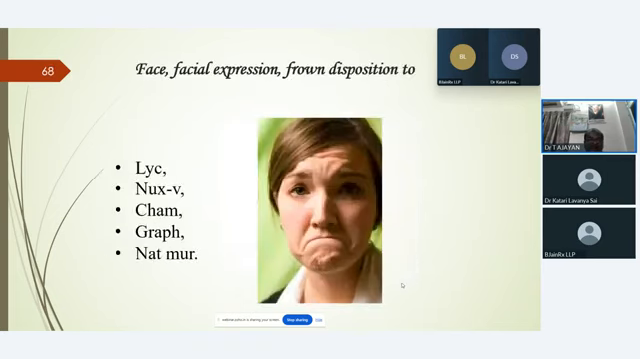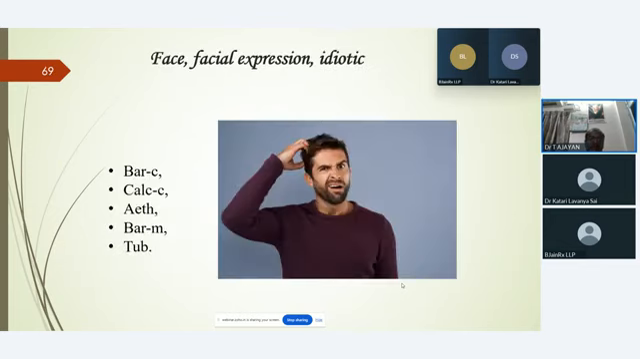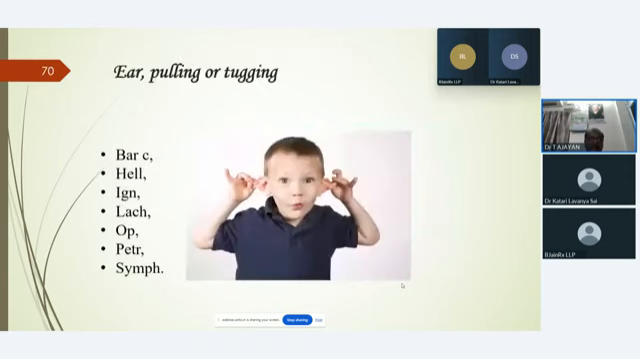Then look here at the face of this lady, the facial expression, frowning disposition. Look at the frontal area, the forehead, always frowning: Lycopodium, Nux vomica, Chamomilla, Graphites, and Natrum muriaticum. The face of this young man, facial expression idiotic: Baryta carb, Calcarea carb, Baryta muriatica, Tuberculinum, always pulling or tugging. The child is always like this in presentation. The few drugs are Baryta carb, Helleborus, Lachesis, Opium, and Symphytum.